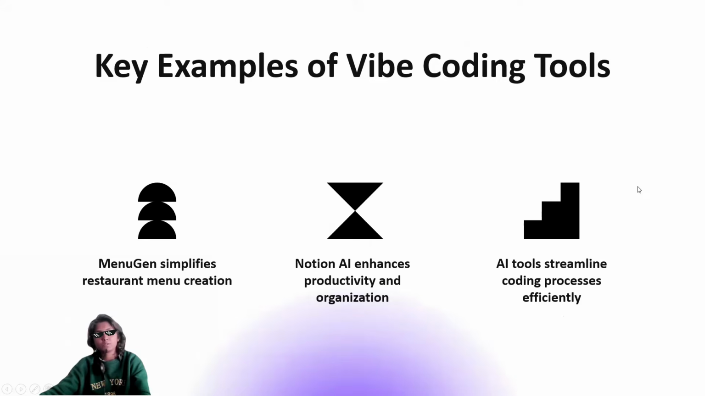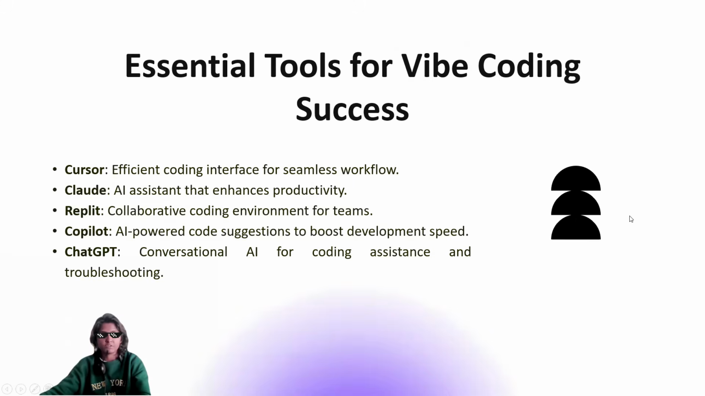Now, some examples are MenuGen, which is a text-based thing where you tell it as a restaurant about all the dishes that you have, and it generates the menu for you with graphics on the go. Now, there's Notion, a productivity tool, enhancing their features, and that's the best way forward. Also, it definitely streamlines the coding process, and it also builds up the efficiency for it.